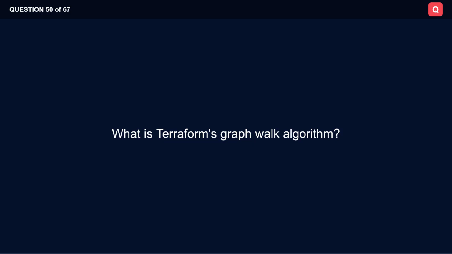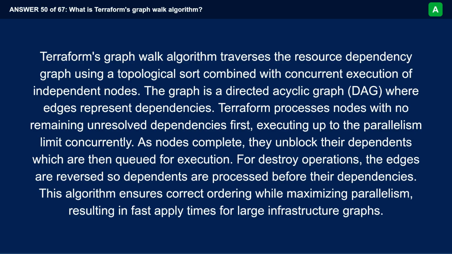What is Terraform's graph walk algorithm? Terraform's graph walk algorithm traverses the resource dependency graph using a topological sort combined with concurrent execution of independent nodes. The graph is a directed acyclic graph, DAG, where edges represent dependencies. Terraform processes nodes with no remaining unresolved dependencies first, executing up to the parallelism limit concurrently.